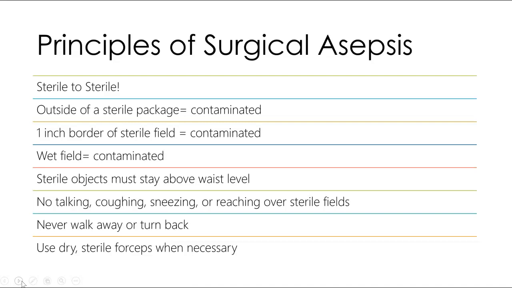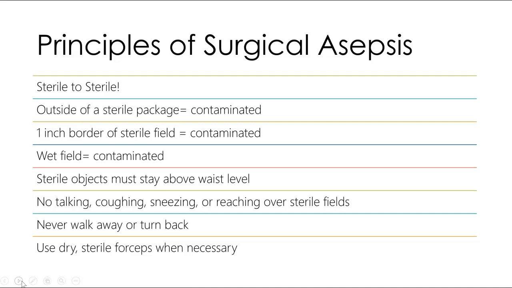Outside of the sterile package is contaminated. And then the 1-inch border of the sterile field is also considered contaminated. So that 1-inch border of your sterile field is not considered sterile. You can use that 1-inch border before you have your sterile gloves on to kind of open up your field, get everything situated. So that is not considered sterile.